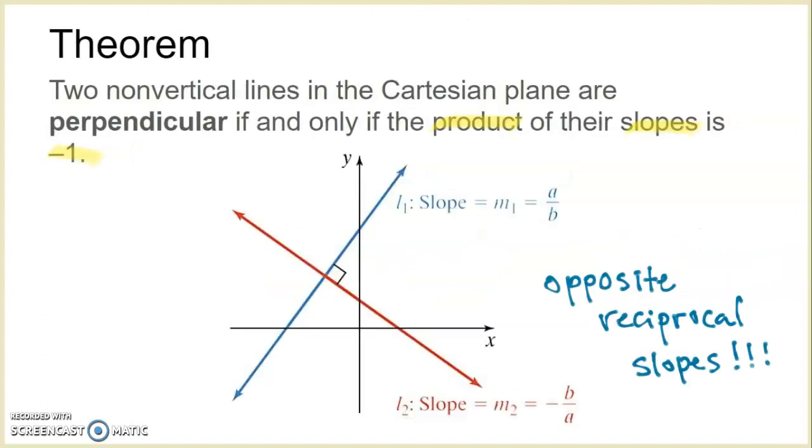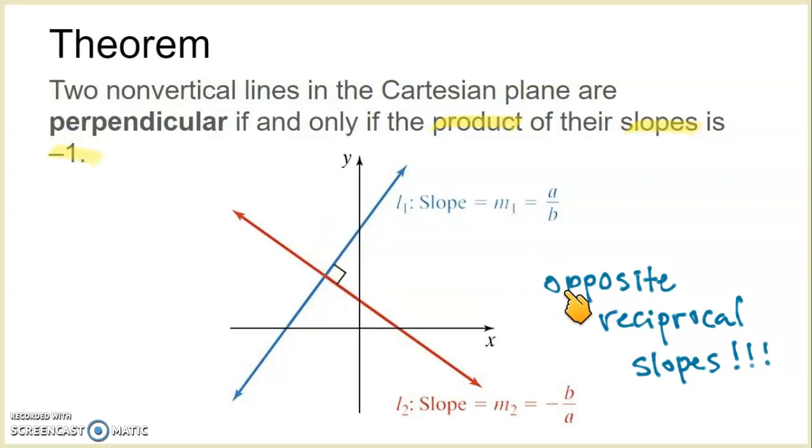And for perpendicular lines, as long as they are non-vertical, two lines are perpendicular if the product of their slopes is -1. So if I have one line and its slope is A over B, and I have another line whose slope is -B over A, if I multiply those together, I have a product of -1, and that makes them perpendicular.